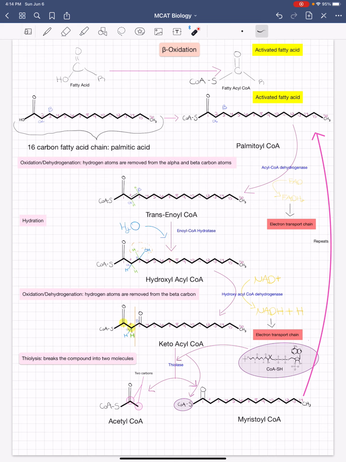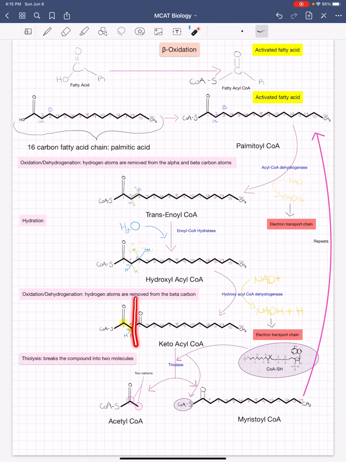In the third reaction, hydroxyl acyl-CoA is oxidized via dehydrogenation, where 2 hydrogen atoms are removed from the beta carbon. The beta carbon then forms a double bond with the remaining oxygen atom. The 2 hydrogen atoms that were removed are donated to NAD+, which converts this into NADH plus H, making a keto-acyl-CoA molecule.